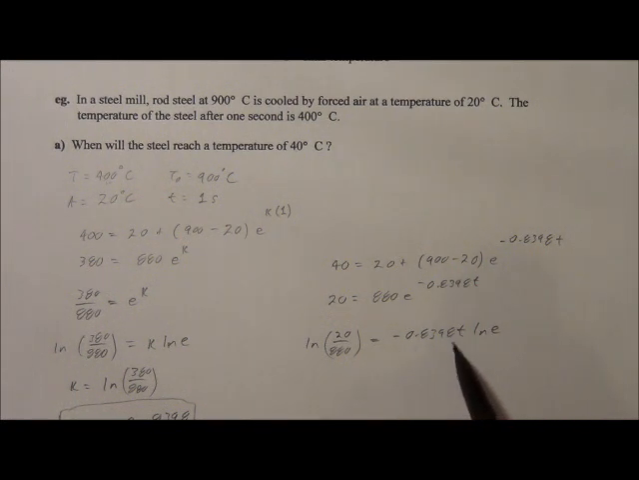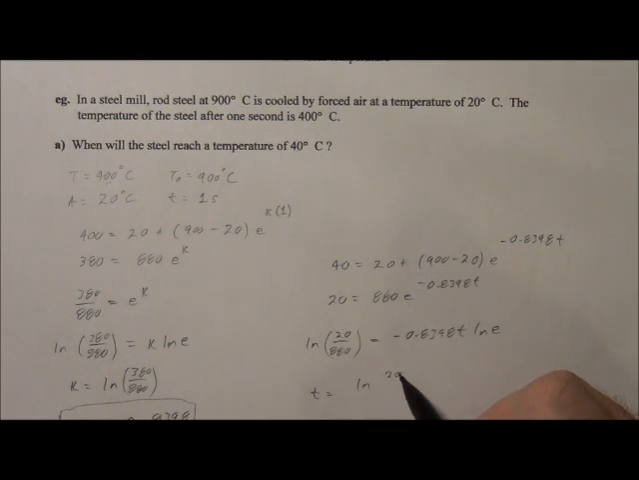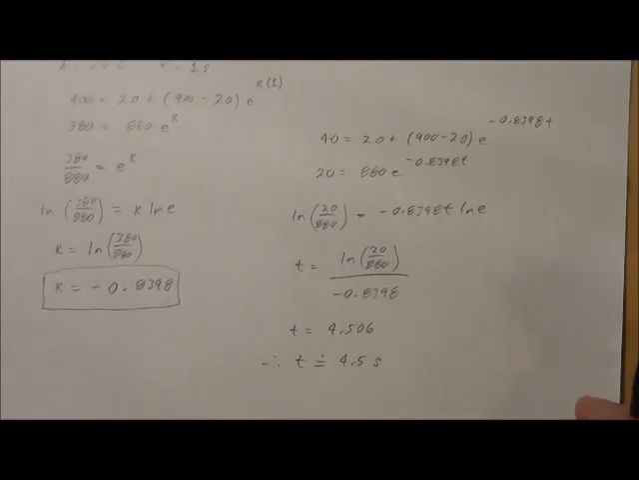Then we'll divide both sides by the coefficient of T. So we'll have T equals the ln of 20 over 880 all over negative 0.8398. And here's a great opportunity for a little bit of mental math. So you can do 2 divided by 88, take the ln of that, divide by negative 0.8398, and you would get something like 4.506. So the time would be approximately equal to 4.5 seconds. Sorry about that, I missed the last little step here.